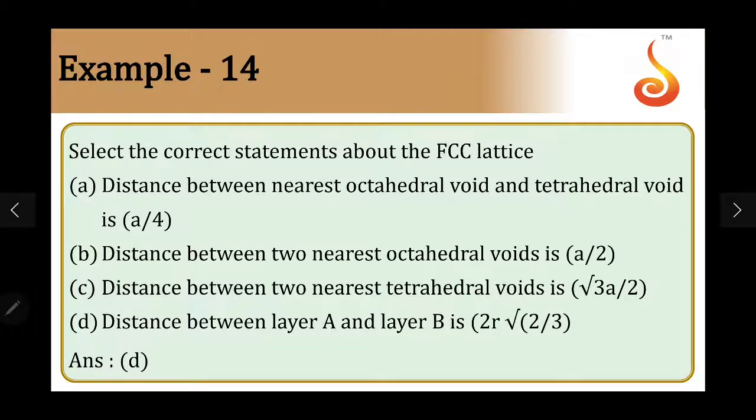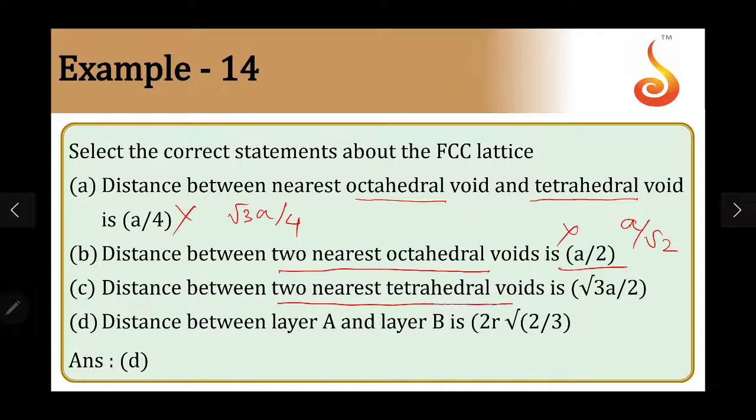So distance between nearest octahedral and tetrahedral void, we got it as root 3a by 4. So it is not correct. Nearest octahedral voids we got as a by root 2, which is also not correct. Nearest tetrahedral voids we got it as a by 2. This also, all three are wrong.